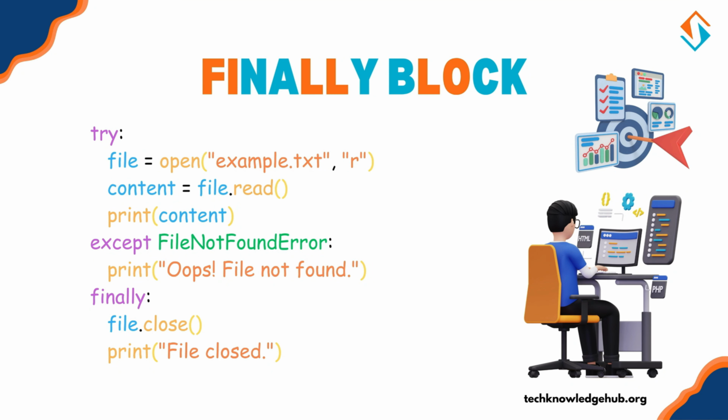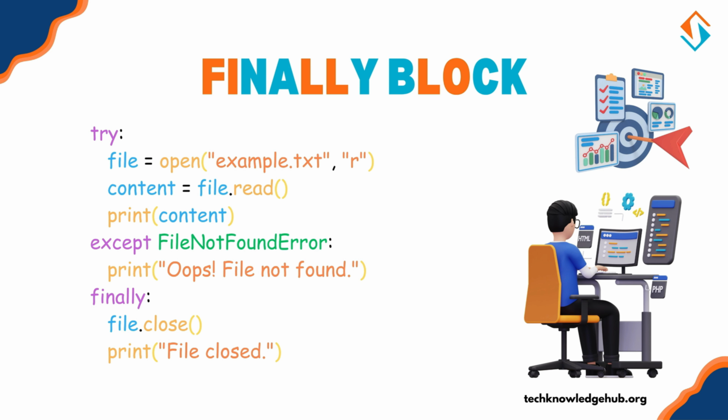Sometimes we want certain code to run regardless of whether an exception occurs or not. For this, Python provides a finally block. Code inside a finally block will always execute, even if there's an error in the try block. This is useful for closing files or releasing resources.